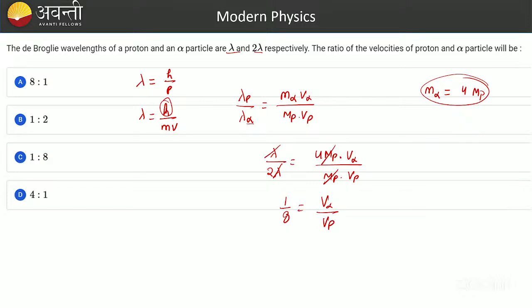Okay. Now, what is the ratio between us? Proton to alpha particle. Just inverse it. So vp upon v alpha will become 8 upon 1. So 8 is to 1 is the ratio, which is the correct answer of this question. If you have any doubt, you can ask.